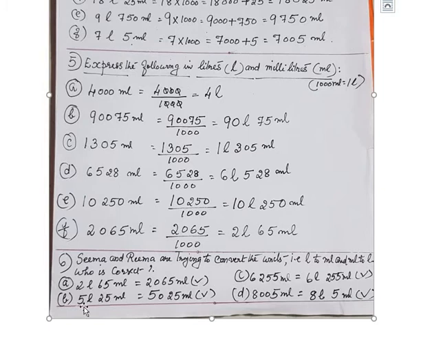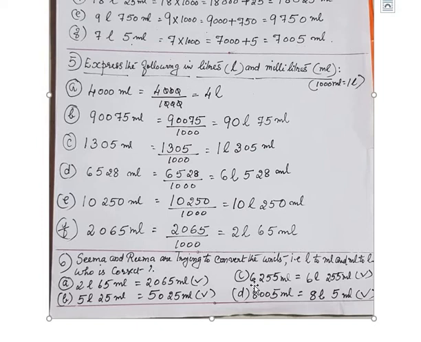Like that, B, 5 liter 25 milliliter. Two options are given. Seema's option is 5250 and Reema's option is 5025 ml. So 5 liter means 5000 plus 25. What is the right answer? 5025. So whose answer is correct? Reema's answer is correct. So I have put a tick mark here. 5025 is the correct answer.